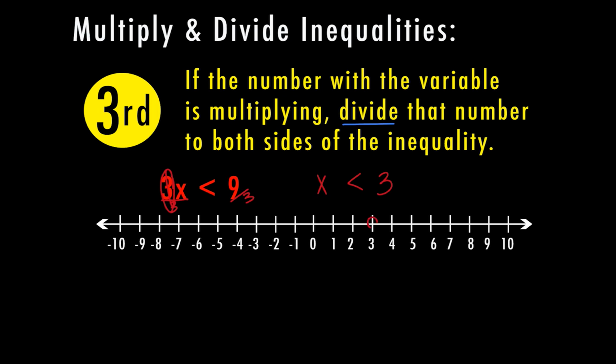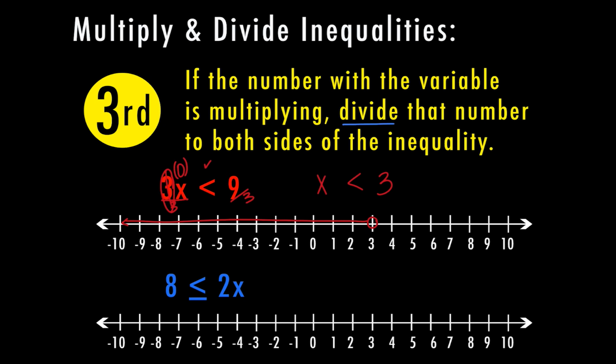So I'm going to do an open circle at 3, and then I'm going to shade everything less than. So any of these numbers I can plug in. Let's go with 0. 3 times 0 is 0, and 0 is in fact less than 9.